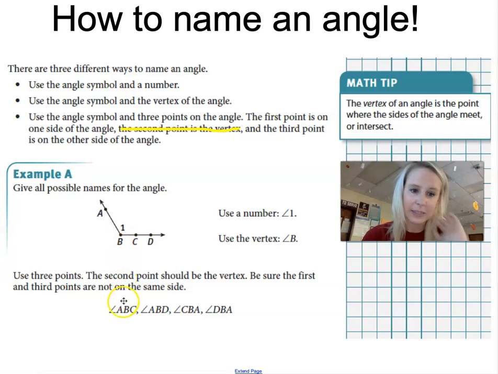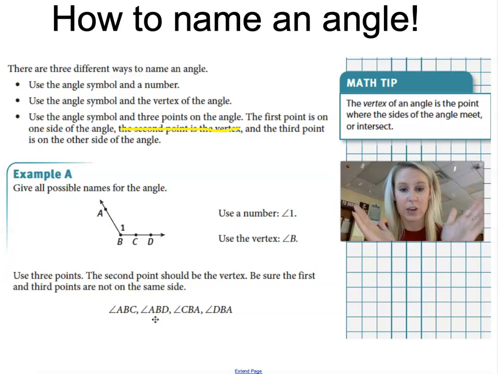So let's look at some examples. There are 4 ways to name this lovely angle up here. I could say A, B, and C, and I can completely ignore D for my first naming of it. Now if I wanted to say A, B, skip over C, and do point D, that's also an appropriate way to name it. Okay, so you need one on one side of the angle, the other point on the other side of the angle, and then your vertex in the middle.